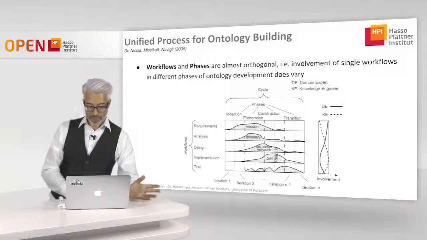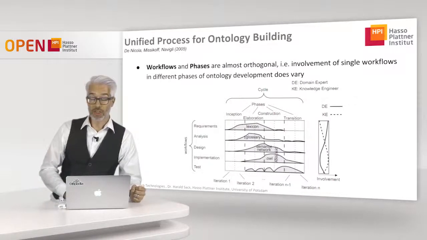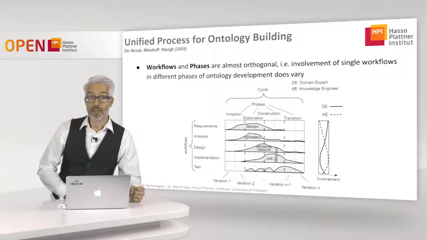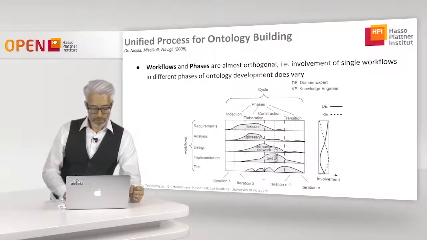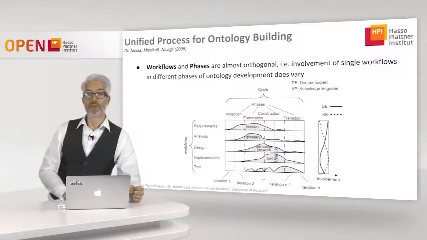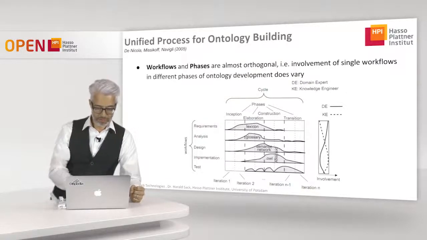So let's have a look at this. During the requirement phase, of course, the domain experts are involved because they have the knowledge that they have to provide. And if you go on in the workflows, for example, if it comes closer to the design and implementation workflow, the involvement of the knowledge engineer increases. And then you see again a drop for the knowledge engineers and an increase for the domain experts when it comes to testing, because both of them then have to work together. So this is an overview of the overall process. Let's go into these single workflows.